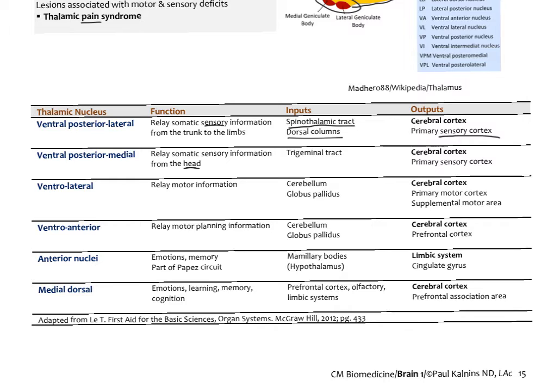And so the input is going to be from the trigeminal nerve, tracks coming up from the trigeminal nerve, and then it's going to output again to the primary sensory cortex. Then we have the ventral lateral nucleus, and that relays motor information.